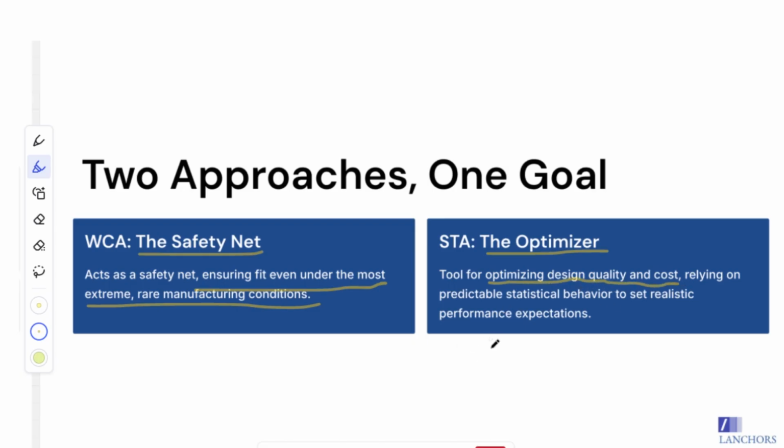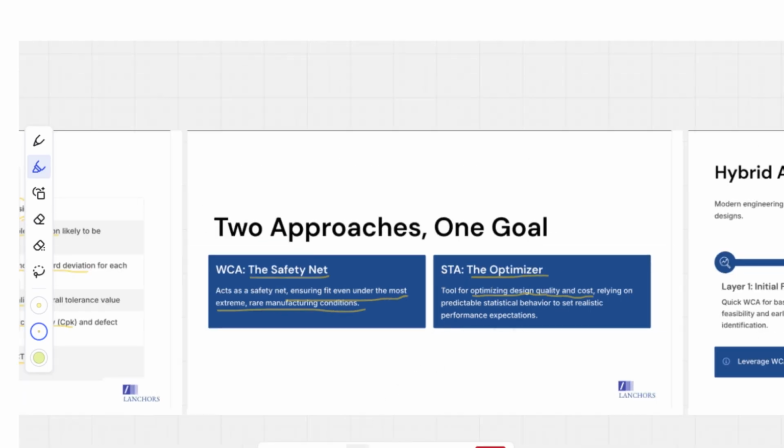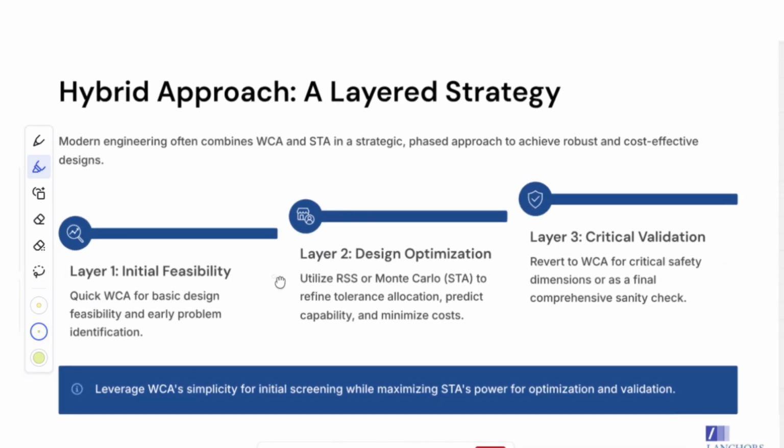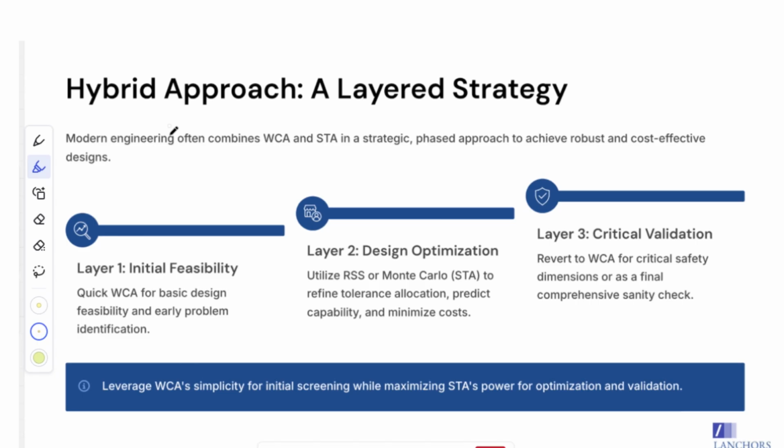That's why in real life we use both approaches in the design process. The worst case method is the safety net. It's quick, it screens for obvious problems, and it's used for basic design feasibility calculations. RSS or Monte Carlo are used to optimize and predict process capability metrics. So in real life, we use a hybrid method using both approaches to tolerance analysis.